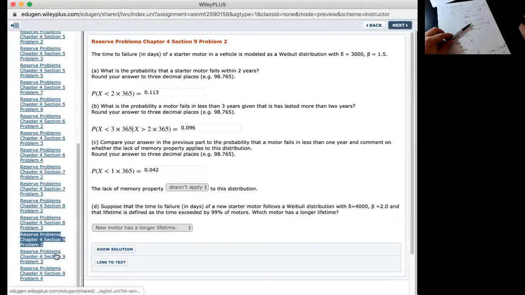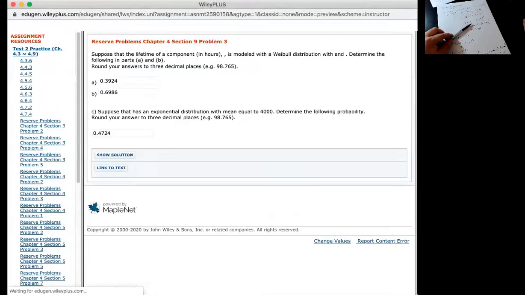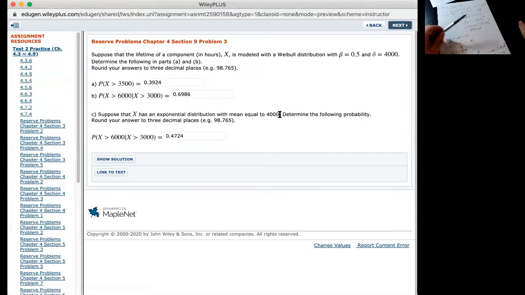So now the next question is this. Suppose that the lifetime of a component X is modeled with a Weibull distribution. Beta is 0.5, delta is 4000. Give me a second.